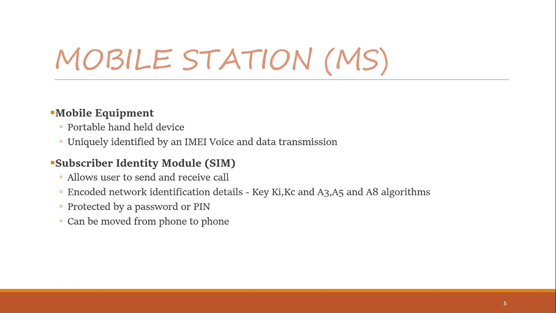Now, we look into the first subpart, which is the mobile station. The mobile station is made up of two entities, namely the mobile equipment and the subscriber identity module. The mobile equipment is the portable handheld device and it is uniquely identified by an IMEI, for voice and data transmission. The subscriber identity module allows users to send and receive calls, and it uses different algorithms to encode network identification details. The SIM card is protected by a password or a PIN and it can be moved from one phone to another.